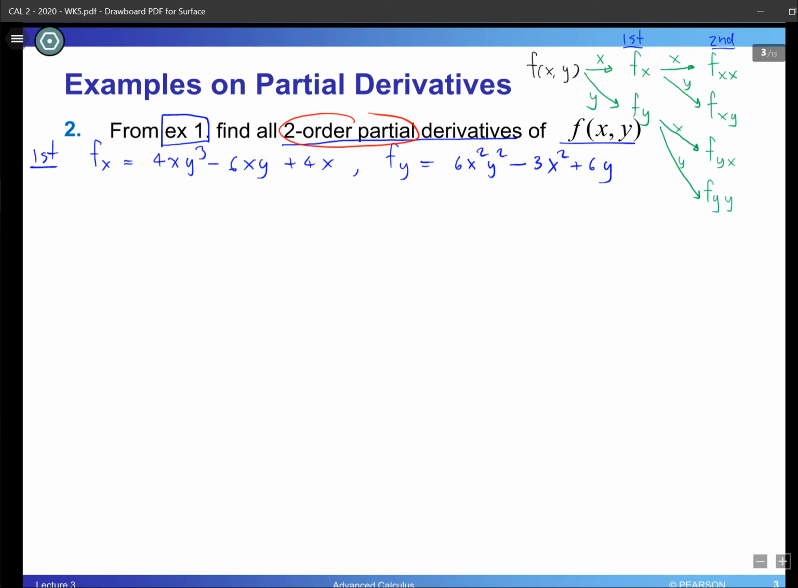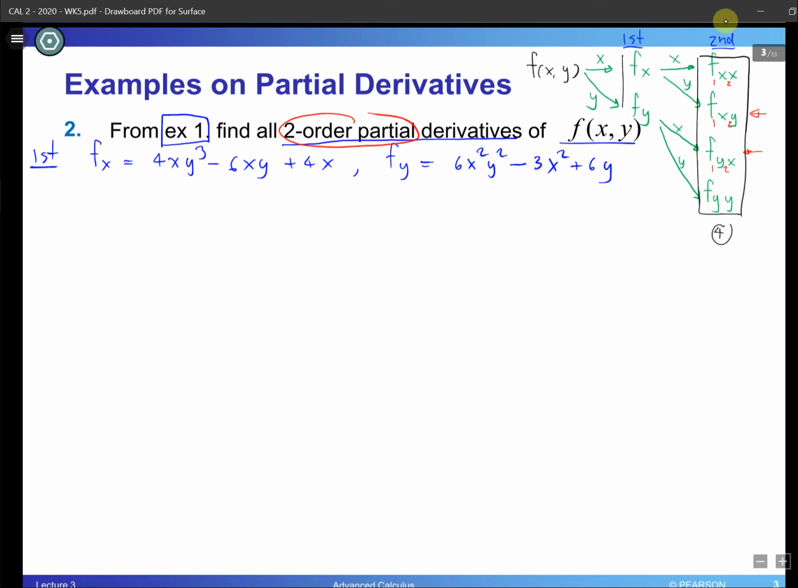Check out this order. This first x is the first derivative and this second x is the second derivative, right? 1 and 2, 1 and 2. So don't mix it up. They mean different things, xy or yx. This xy right here means that you diff with respect to x first and then y later. But for this one, you diff with y first and then x later. Now, at this point, we know that the second order partial derivatives, we have 4 of them.